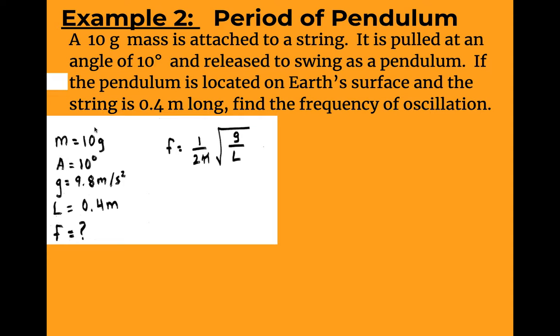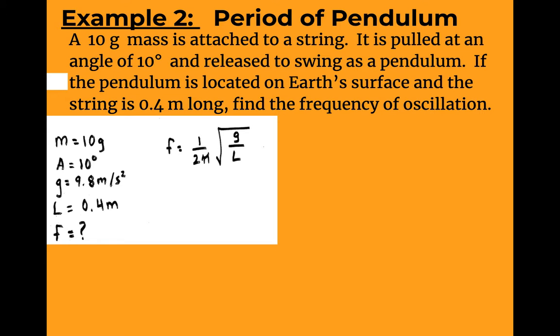We actually do not need the mass or the amplitude at all. Those values are given to you most likely to throw you off. So we can actually ignore those two pieces of information. The first sentence is basically useless. Okay, the second sentence is what we're focused on. The pendulum is located on Earth's surface and the length of the string is 0.4. Find the frequency.